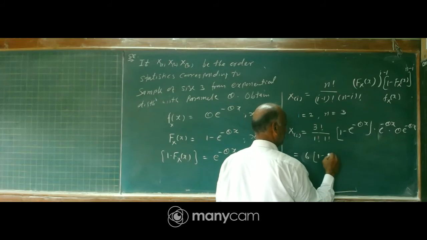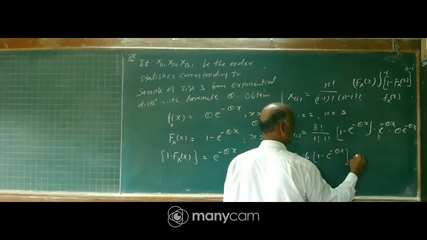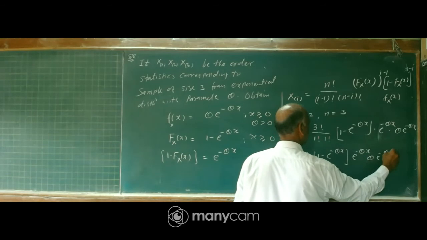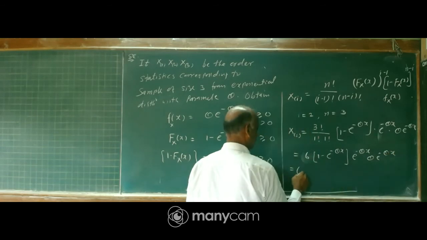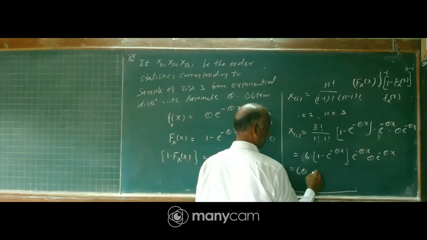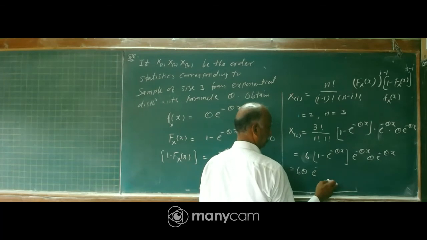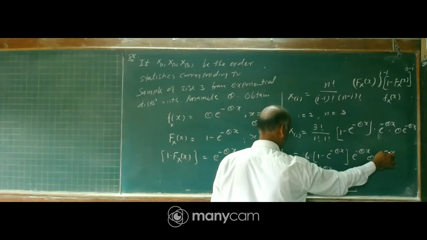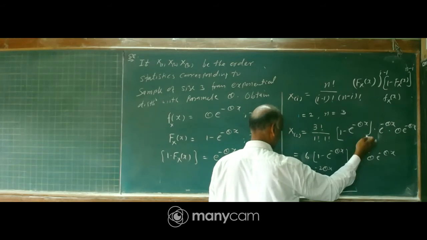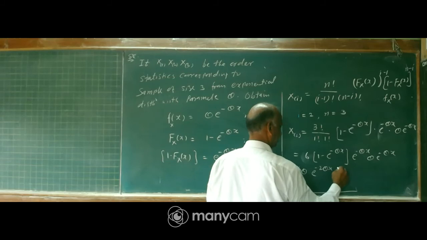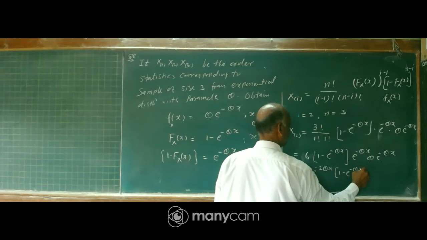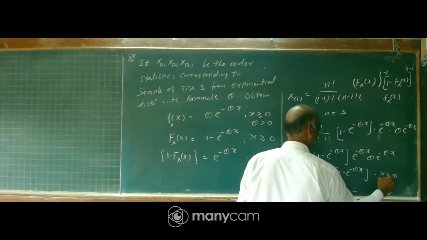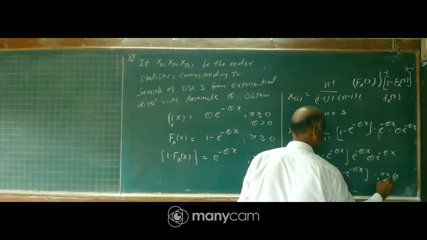3 factorial is 6. Then comes 1 minus e raised to minus theta x, then e raised to minus theta x, then theta e raised to minus theta x. Simplify: 6 theta times e raised to minus theta x times e raised to minus theta x, that is e raised to minus 2 times theta x, and 1 minus e raised to minus theta x, for x greater than or equal to 0, theta strictly greater than 0.